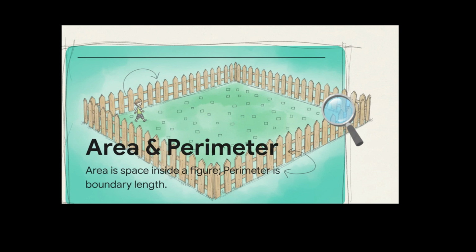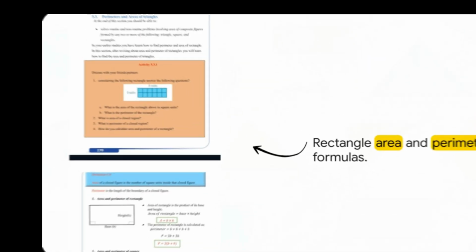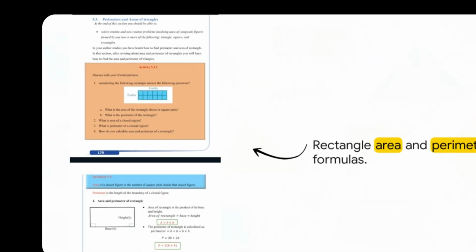Imagine a standard backyard. The perimeter is the wooden fence that goes all the way around the outside boundary. So if you're walking along the fence line, you are literally walking the perimeter. The area, on the other hand, is the actual grass growing inside the yard. It's the physical, two-dimensional space inside that closed figure, and we measure it in little square units. Perimeter is the fence, area is the grass. Simple, right?